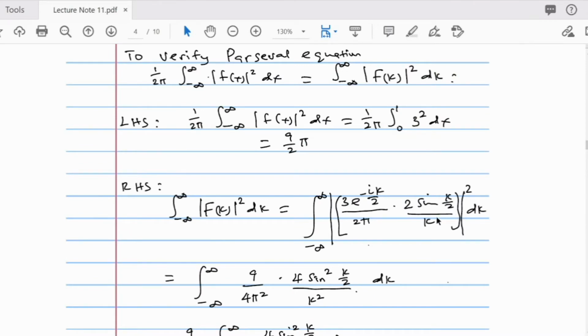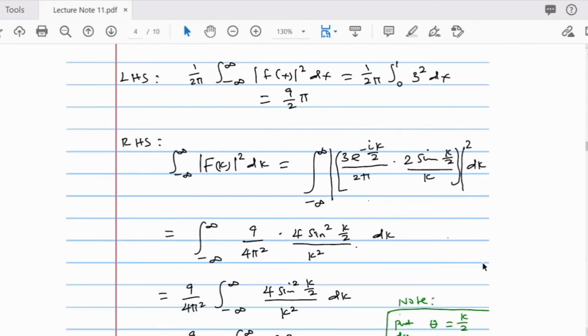So this is going to give you 9 over 4, because you have to raise to the power of 2. When you raise to the power of 2, you get 4 pi square, k to the power of 2, you get k square. 2 to the power of 2, you get 4. Sin k over 2 to the power of 2, you get 4 sine square k over 2. When you expand this to the power of 2, you must check it gives you 9. So you get the expansion as 9.